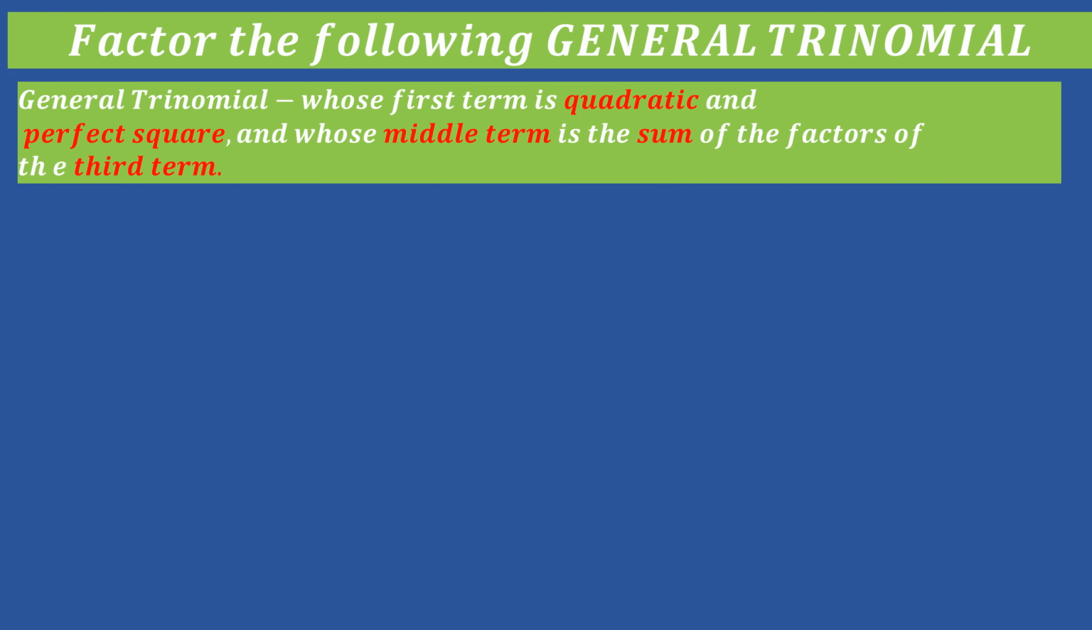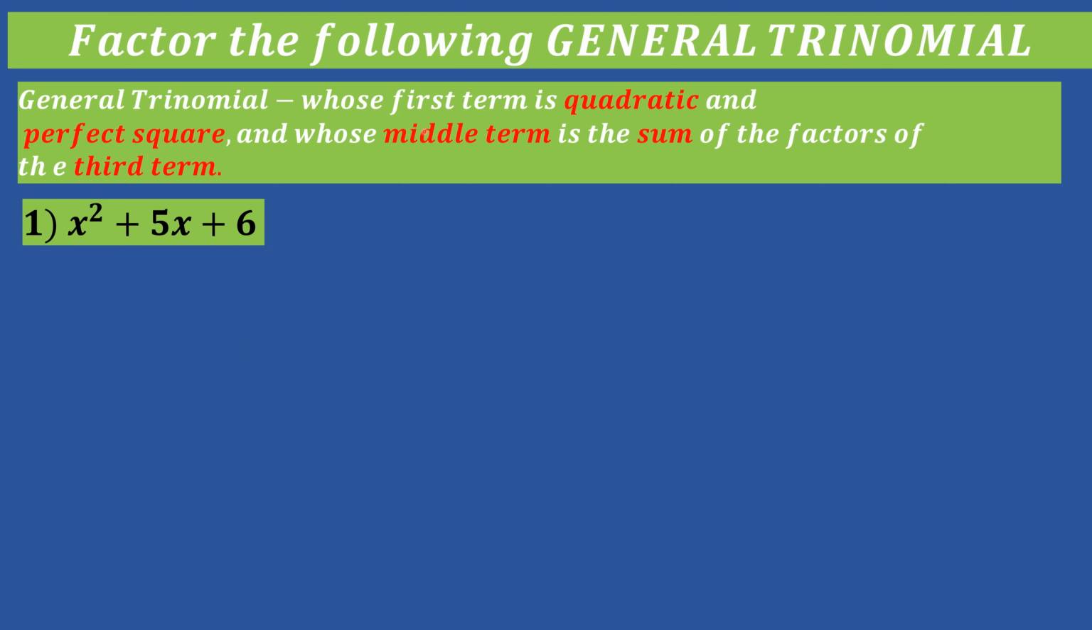Okay, so how to factor general trinomial? But before that, let us familiarize what we mean by general trinomial. When we say general trinomial, the first term is quadratic and a perfect square, and whose middle term is the sum of the factors of the third term. So let us try this.